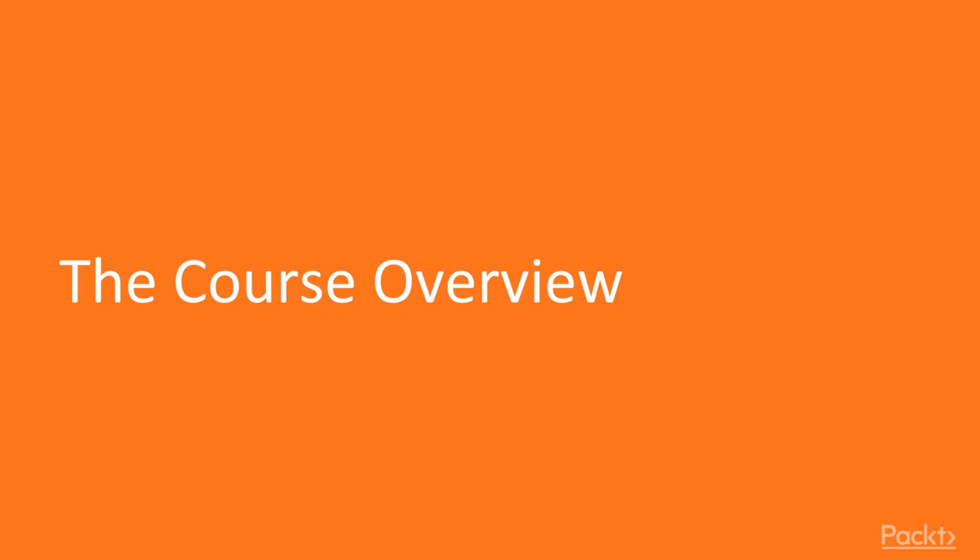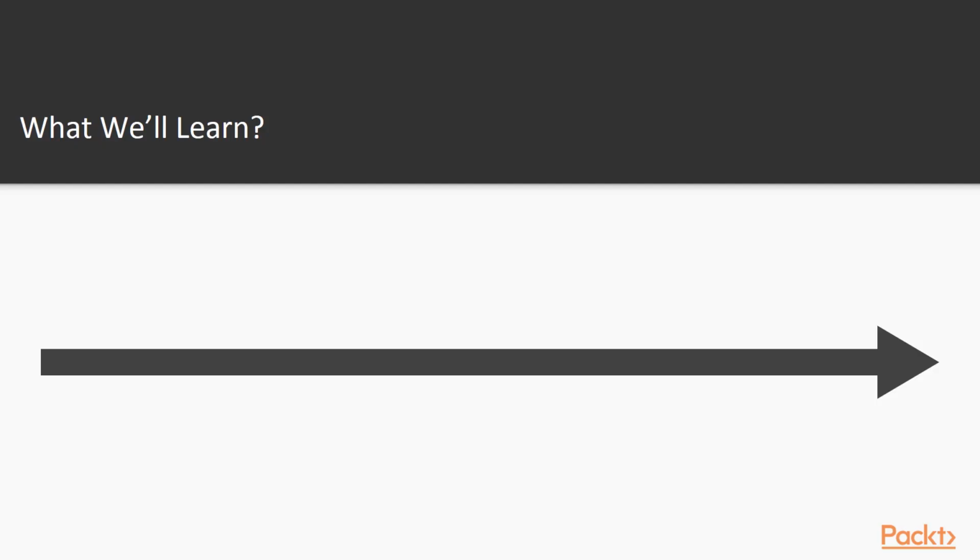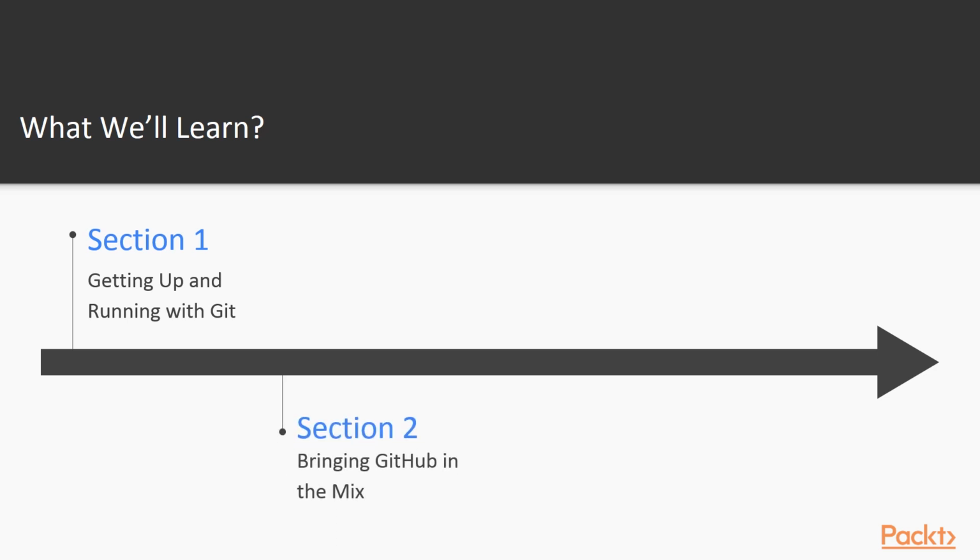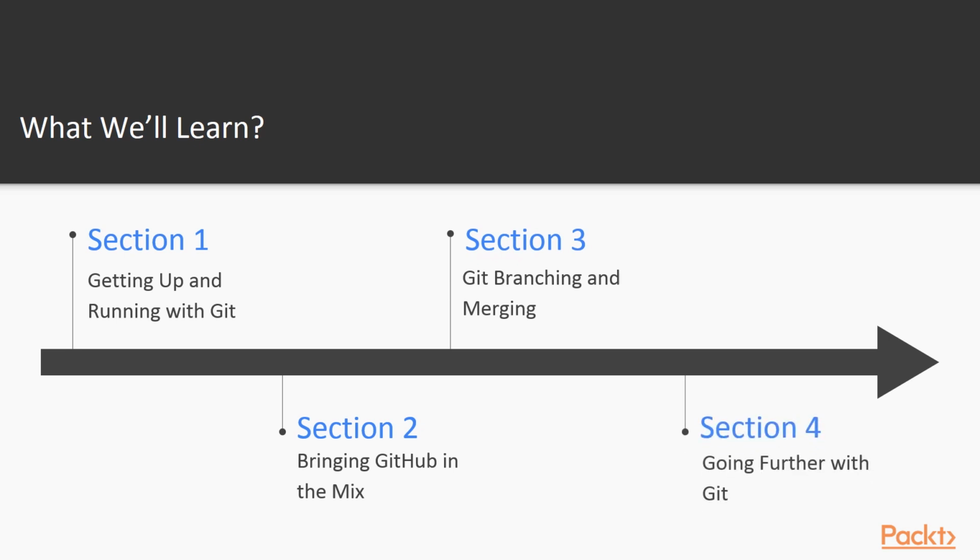So let's go through the course overview. The course is divided into multiple sections, basically 4 sections. In section 1, we'll get up and running with Git with some basic command introduction. In section 2, we'll be bringing GitHub into the mix. GitHub is one of the world's largest Git repository web hosting services. In section 3, we'll be working on Git branches and merging tactics. And finally, in section 4, we'll be learning some advanced Git commands and tactics.